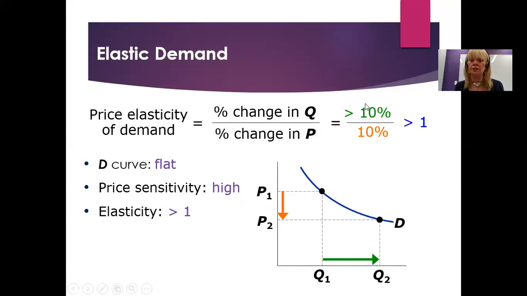So because the change in quantity is greater than the change in price, you're going to get an elasticity greater than 1. Your demand curve is going to be rather horizontal because the bigger change is going to be left to right on the quantity axis, the horizontal axis, rather than top to bottom on the price axis, the vertical axis. Your demand curve will be flat, your price sensitivity is high, and your elasticity is greater than 1.